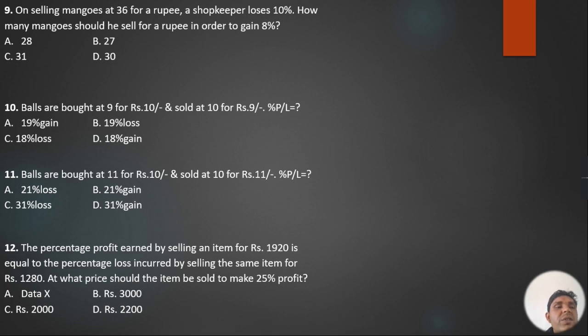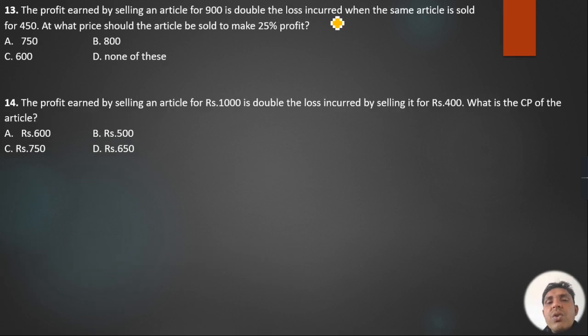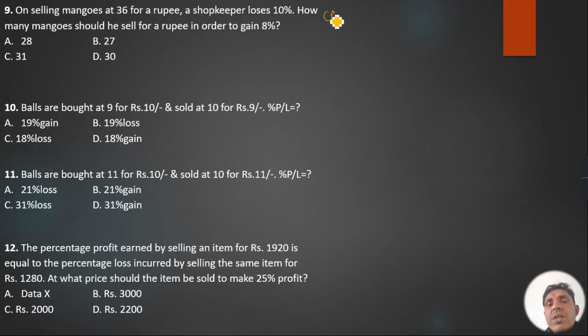So in this question, you are given that on selling mangoes at 36 for a rupee, a shopkeeper loses 10%. So find out the cost price of one mango, because the selling price of one mango can be called 1 by 36. So the cost price of one mango can be calculated, in the case of loss, as 100 divided by 100 minus 10, that is 90, multiplied by 1 by 36, in case of loss.